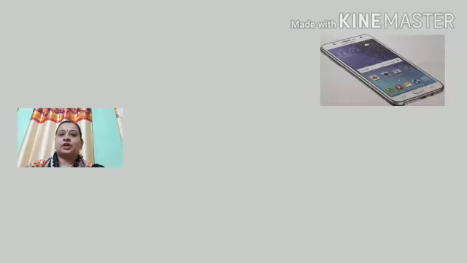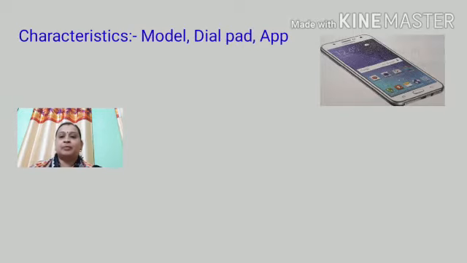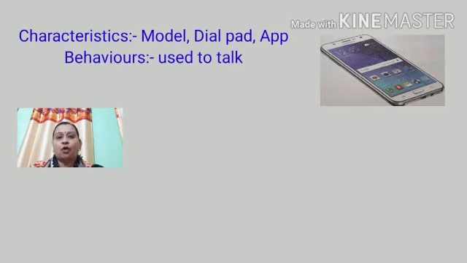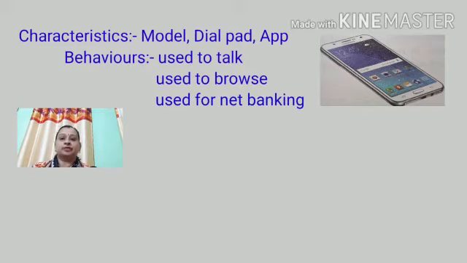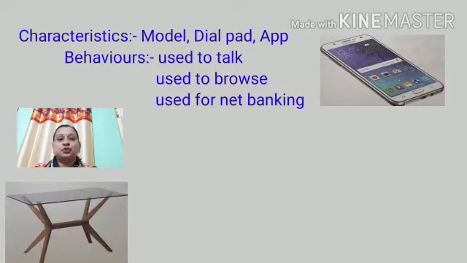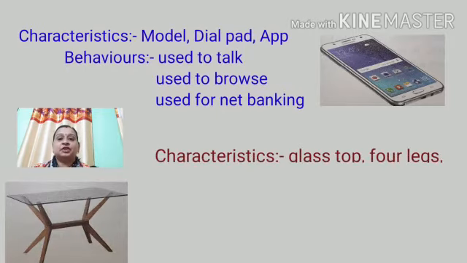Let's take an example of a real world object that possesses some characteristic and behavior. We can see a mobile phone. The characteristic of the mobile phone is the model, dial pad or the apps, and the behavior is that it is used to talk, used to browse the net, and used for net banking.